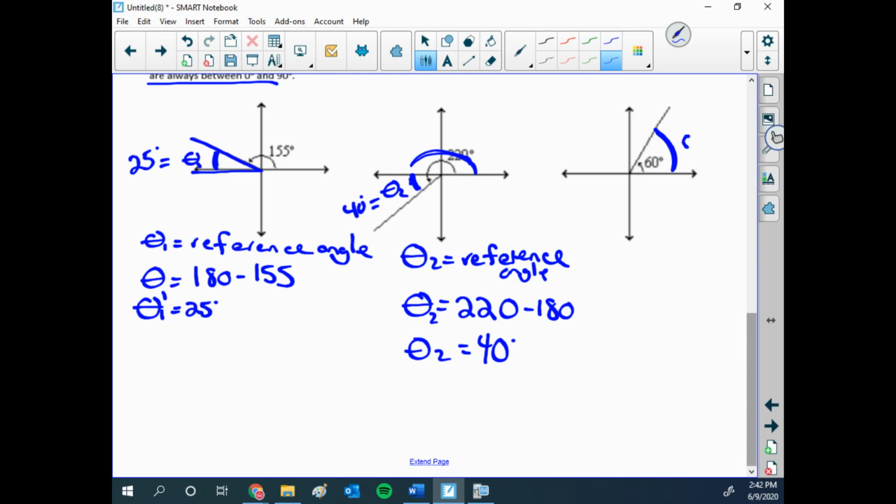Next one, we can call that theta 3. Again, theta 3 is my reference angle. I'm just going to call that RA for now. In this one, my x-axis is here, and here's my terminal arm. So theta 3 is just going to equal 60 degrees as my reference angle in quadrant 1. Reference angles are always between the horizontal and the terminal arm, and it could go up or down from there.